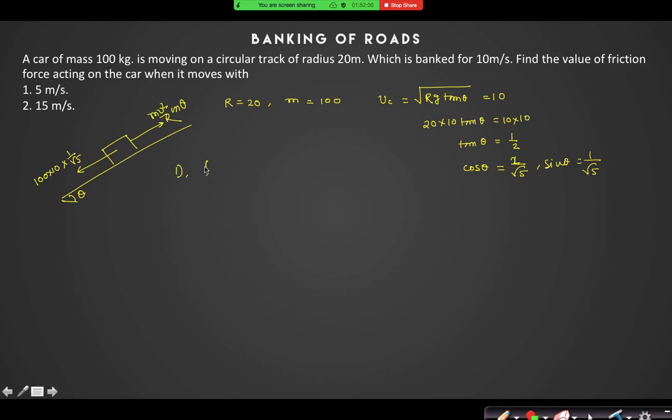So in the first case, friction will be mv square by r into cos theta minus mg sin theta. Yes or no? So that will be 5 into 25, 125 into 2, 250 minus 1000. mv square by r, m into v square by r into cos theta. Cos theta is 2 by root 5 minus mg sin theta. So what is this one? 10, 250.